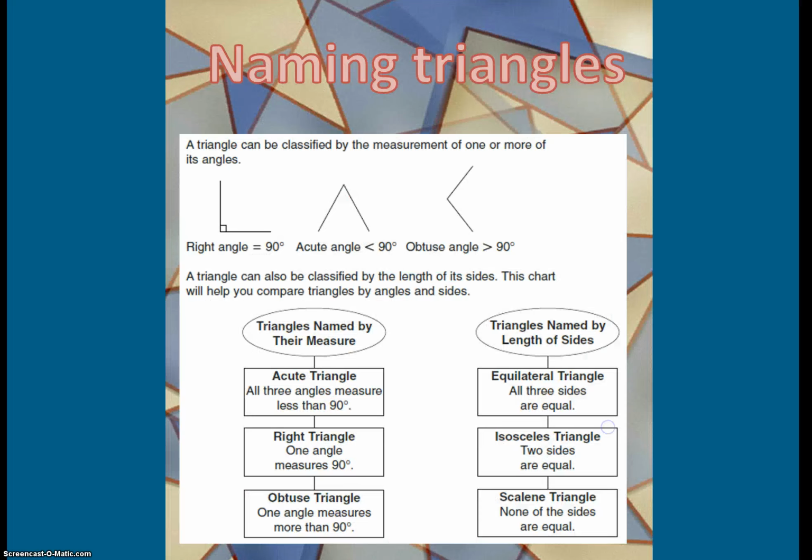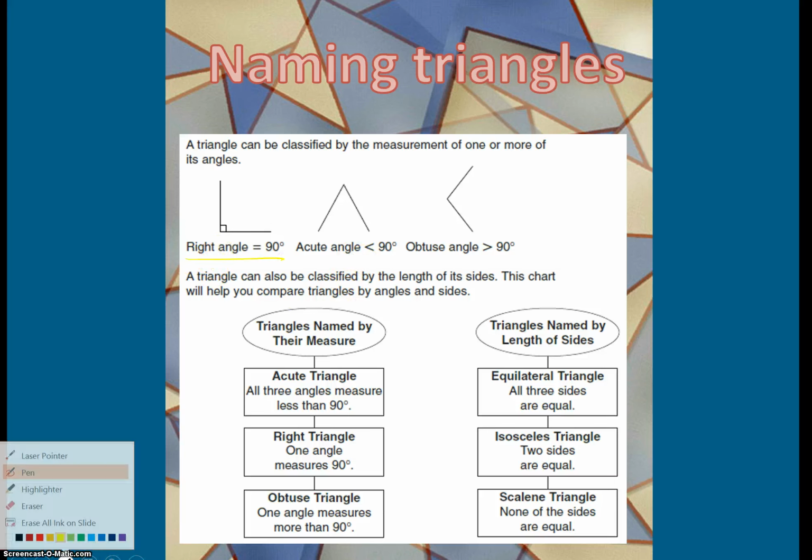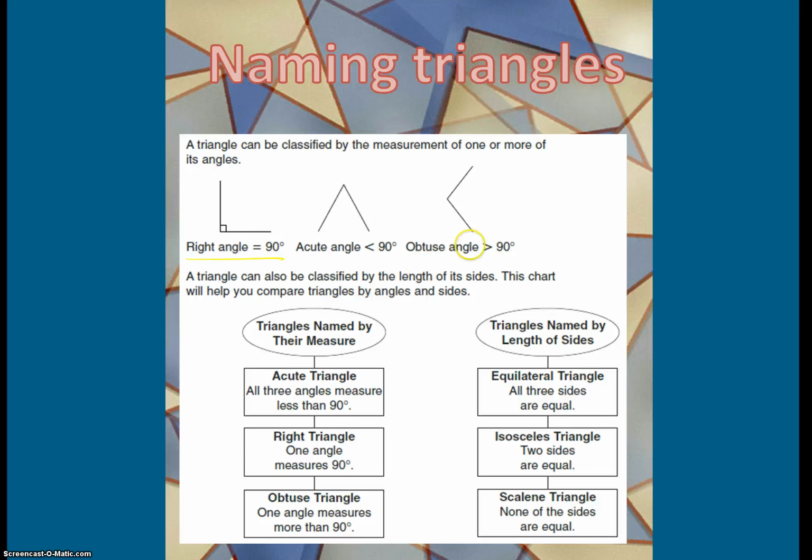So a review of naming triangles: you need to know that a right angle is 90 degrees, an acute angle is less than 90 degrees, and an obtuse angle is greater than 90 degrees. This one's acute and this one's obtuse. And you can name triangles by their angle measure, by the length of their sides, or by both conventions.